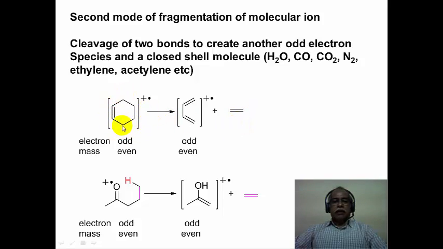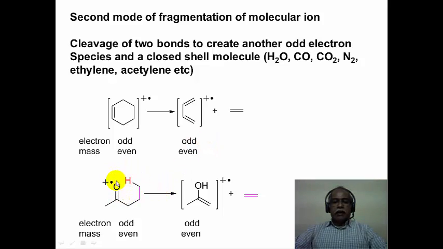Let us take the example of cyclohexene cation radical. Cyclohexene cation radical, one of the fragmentation processes is to lose ethylene to give butadienyl cation radical. Now you start with an odd electron species and you end up with an odd electron species with the removal of a neutral small molecule like ethylene in this particular case. The mass is even to start with and you end up with the even mass also. So an odd electron even mass species upon a fragmentation to release a neutral molecule like ethylene essentially ends up with an odd electron even mass kind of a species. This is true in this case.